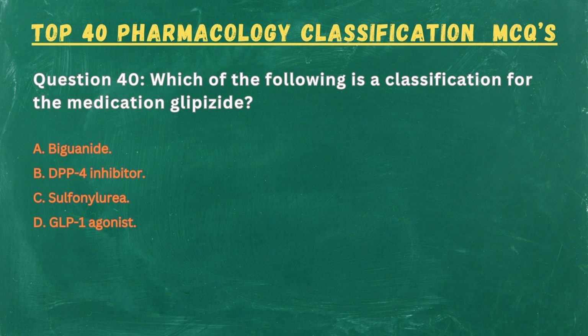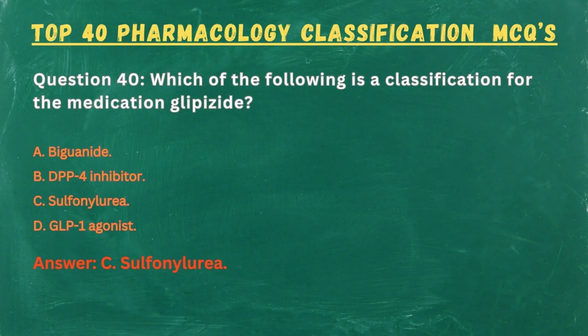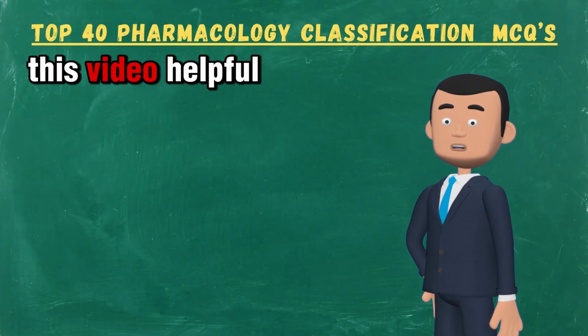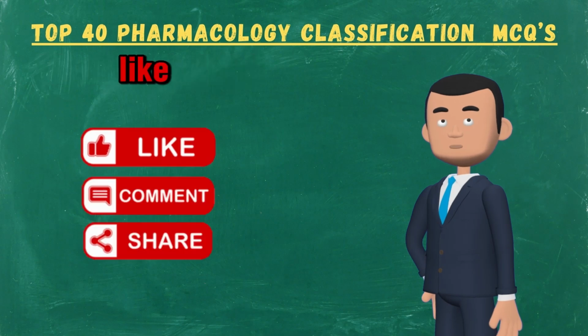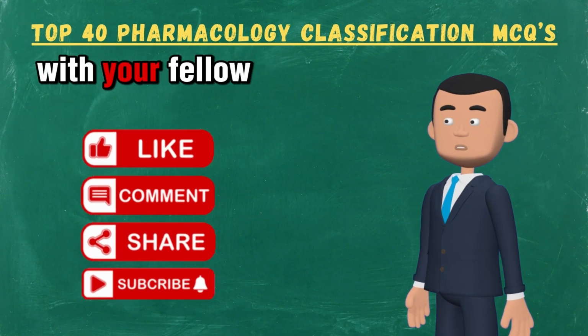Question 40. Which of the following is a classification for the medication glipizide? A. Biguanide. B. DPP-4 inhibitor. C. Sulfonylurea. D. GLP-1 agonist. Answer: C. Sulfonylurea.